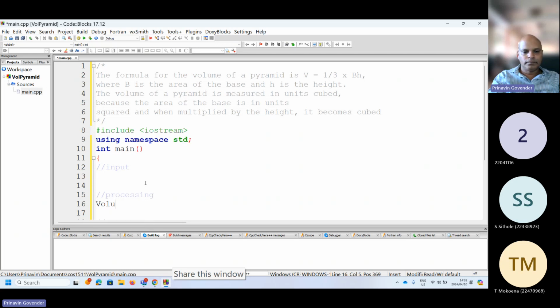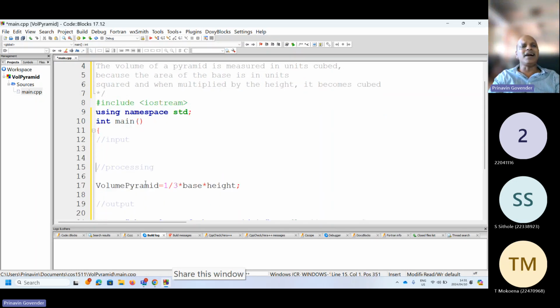So the volume of the pyramid is equal to 1 divided by 3 multiplied by base multiplied by height. That is given to me, yes or no? Yes. Okay, I'm calling it vol pyramid, right? But now I'm using base and I'm using height, and I don't have the values for base and height. So I need to get it from the user.